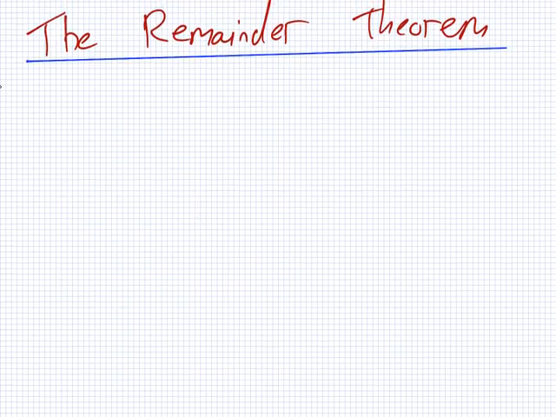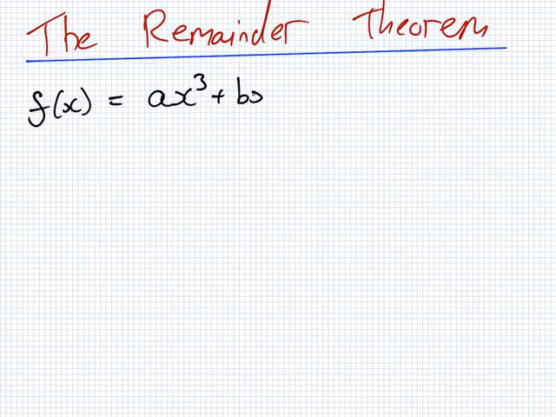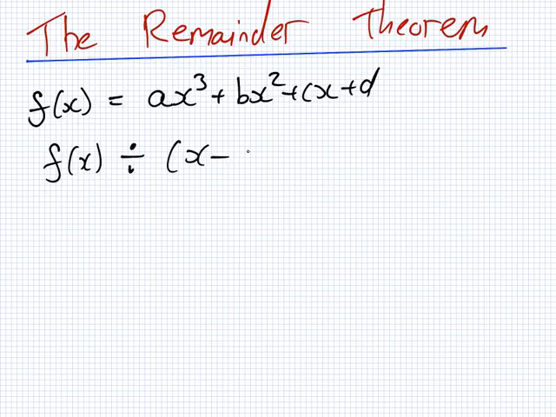Last time we saw how to do a long division. If we have a cubic, like ax cubed plus bx squared plus cx plus d, and we take this cubic and we divide it by x minus, let's just say k, we can find the remainder. But this is a very, very long way to find the remainder. It takes some time and you could make a mistake. So we want to know, is there a quick formula we can use to find the remainder? So let's try and find this formula.